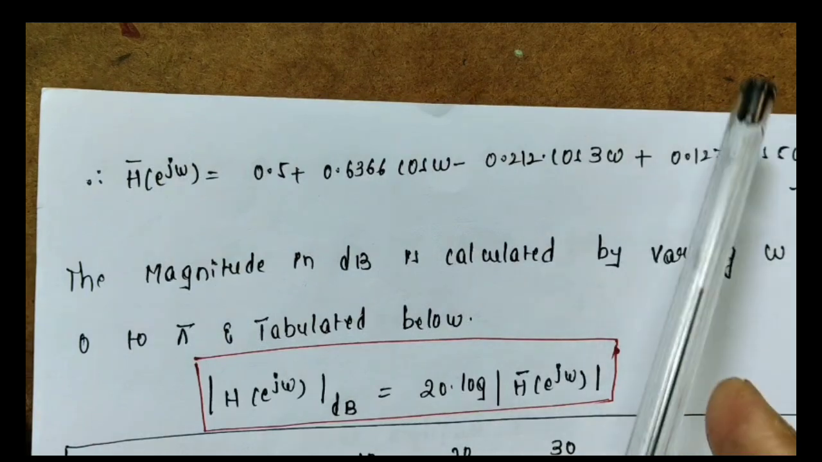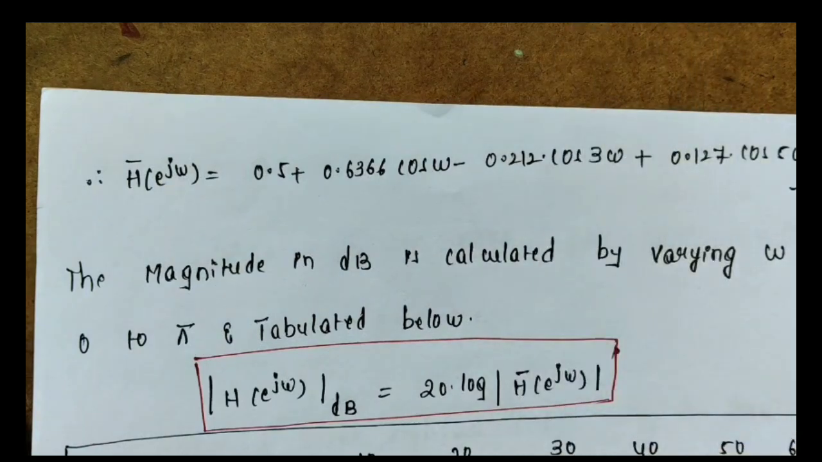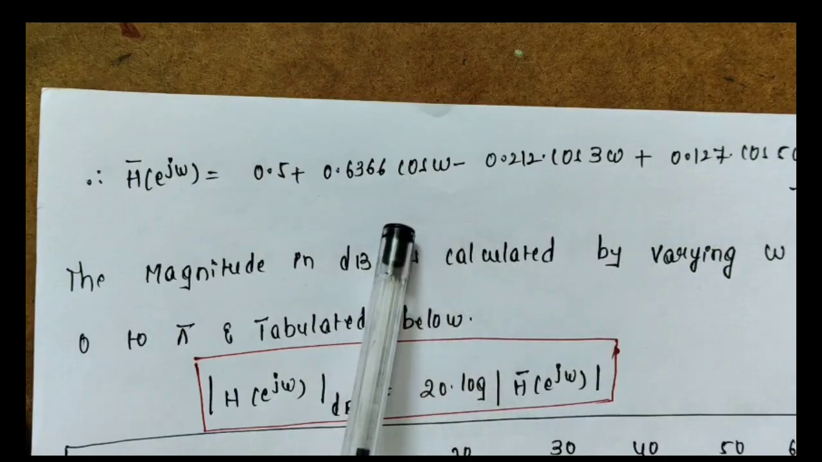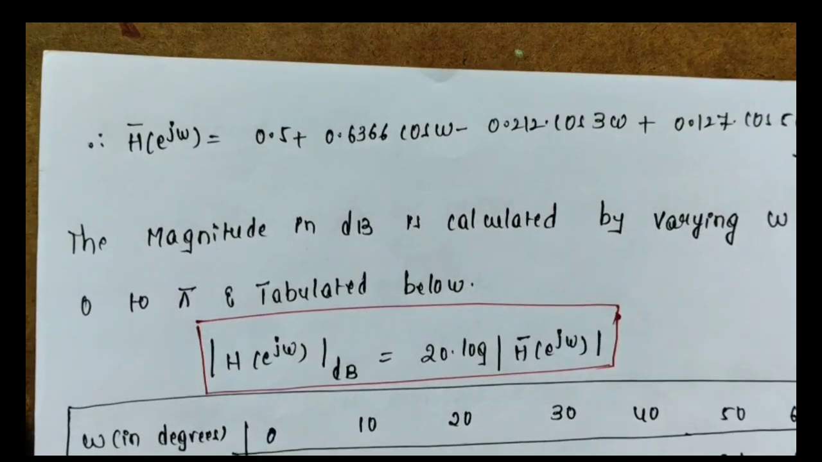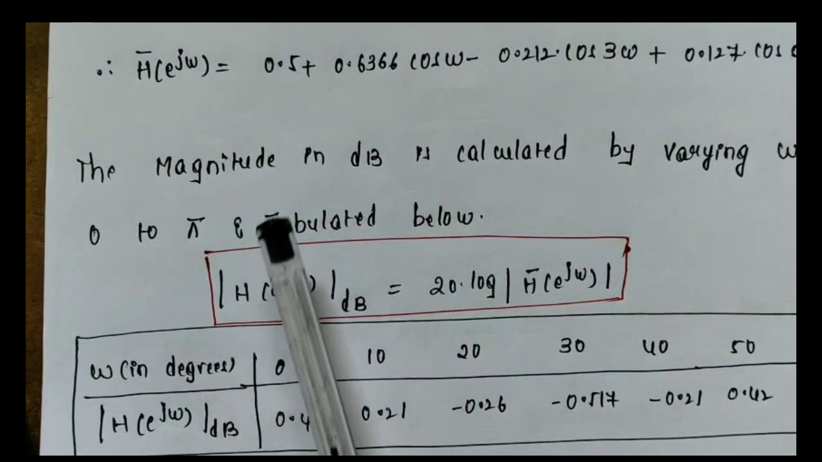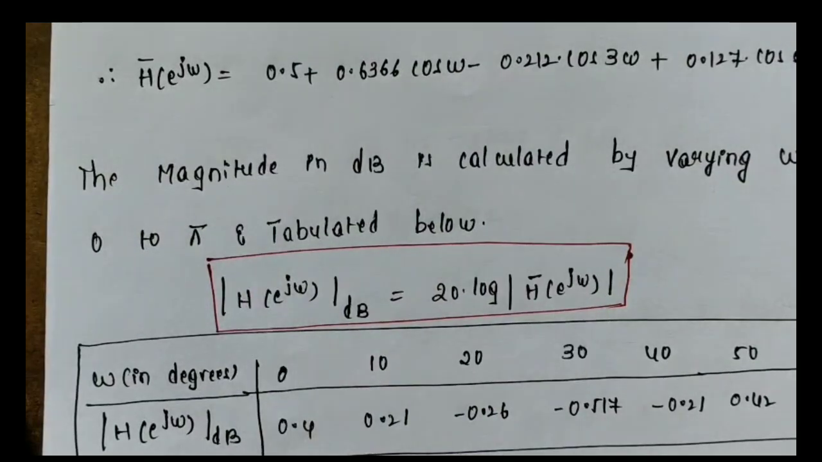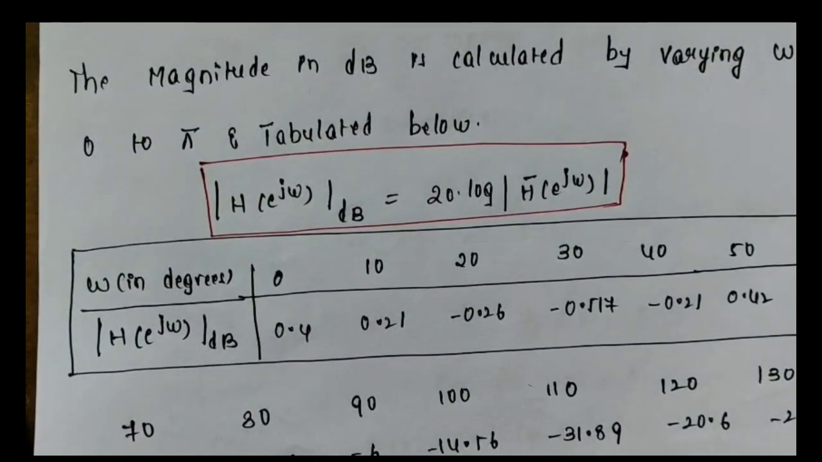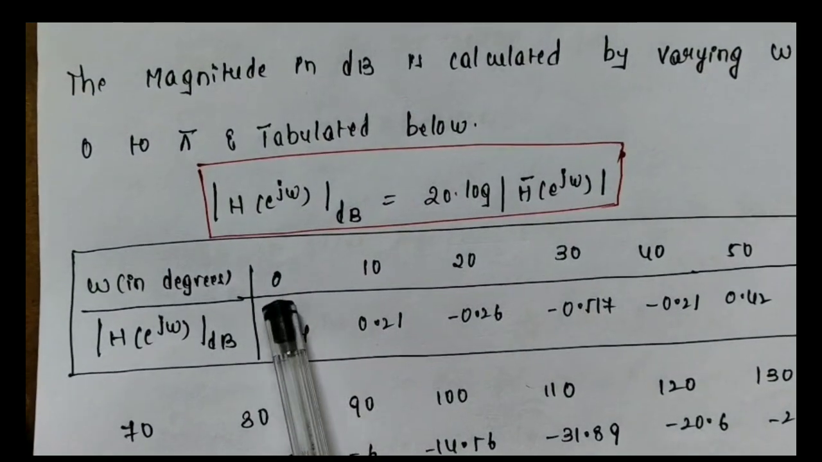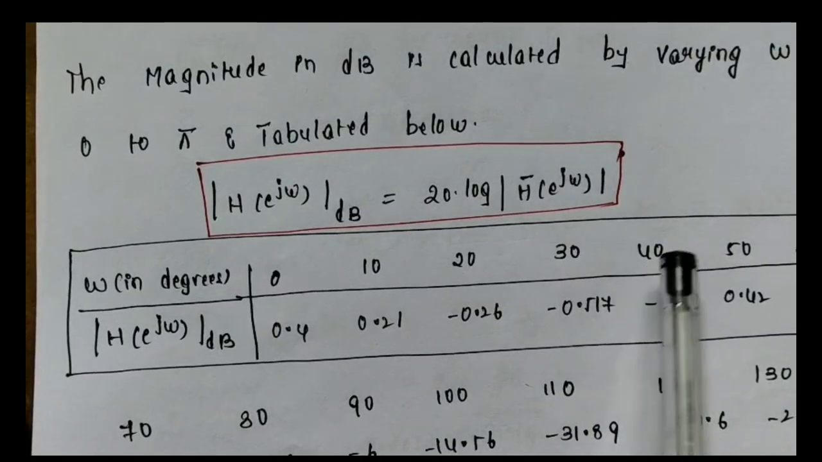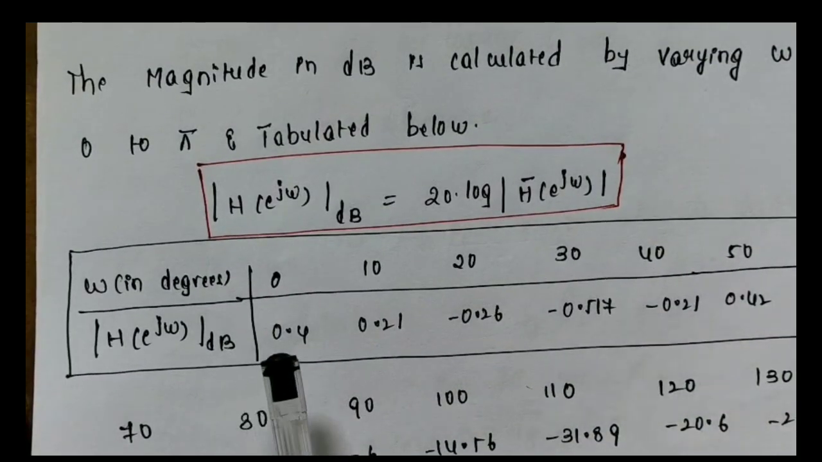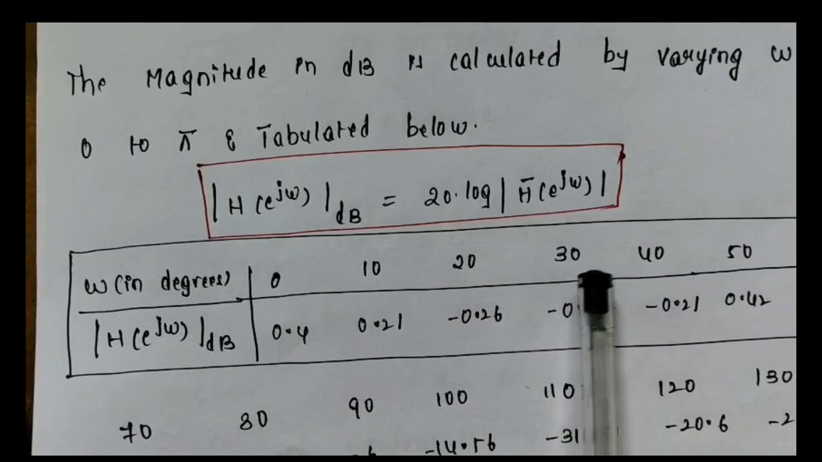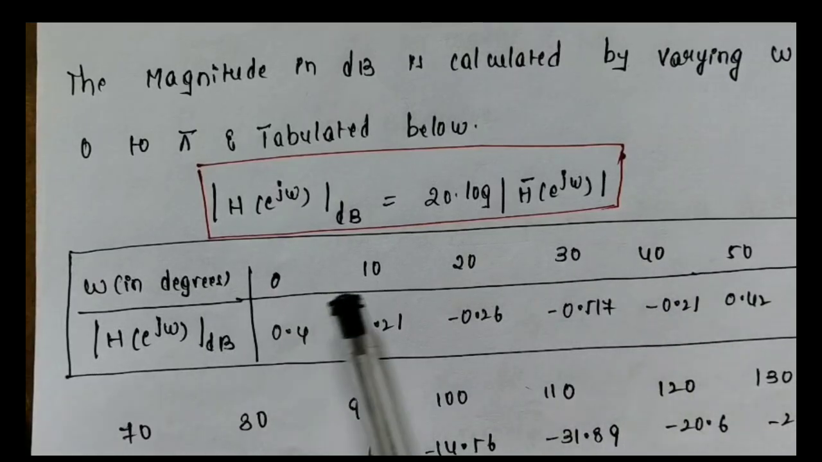But they are not asking you to find out the frequency response. They are asking you to plot the magnitude response. To plot the magnitude response, we have to take 20 log of h of e power j omega. After that, you have to vary the omega values. See, here I have taken 0, 10, 20, 30, 40, 50, 60 like that. Instead of 10, you can take 0, 25, 50, 100, 150 also. But I have taken like this.